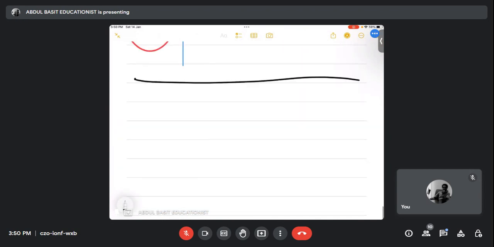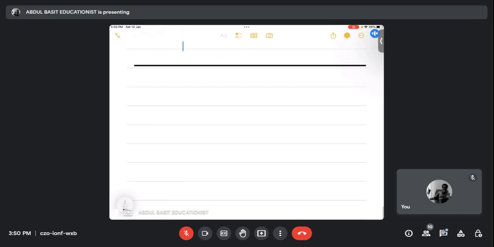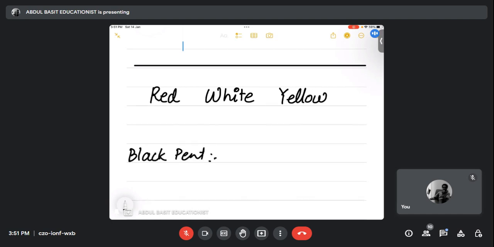For example, I'm planning to go for a wedding. I'm planning to go for a wedding and I have a choice to pick red, white, and yellow shirt. These 3 shirts are available. Now I have a choice of pant, that black pant. Agree? Now I know that I can wear black red, I can wear black white, I can wear black yellow. Yes or no? Yes sir.